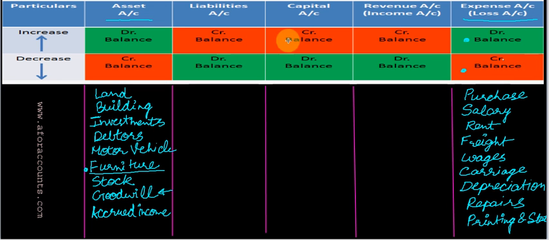Okay, now coming to these middle three accounts which have the same balance. Liabilities, you credit your liabilities when they increase, you debit your liabilities when they decrease. It is opposite to what you see in assets.